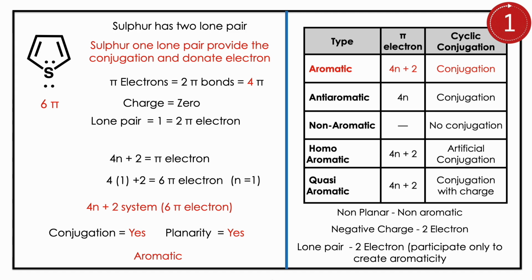So 2 pi bonds, which is 4 pi electrons. Charge is 0. Only one lone pair participates, so 2 pi electrons. So it is a 4n plus 2 system with 6 pi electrons where n equals 1. The lone pair helps with the conjugation and planarity is also established. So 4n plus 2 system, conjugated, planar means the given compound is aromatic.